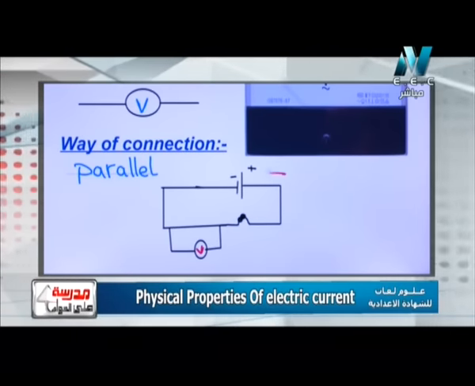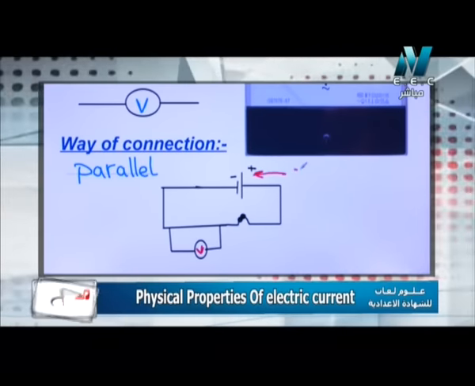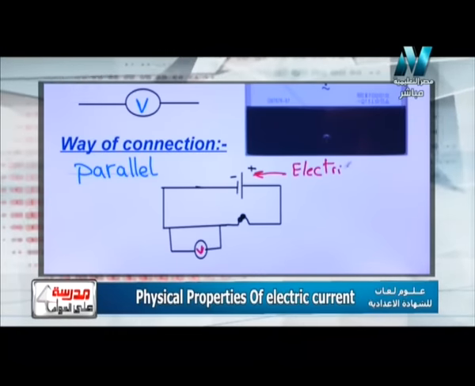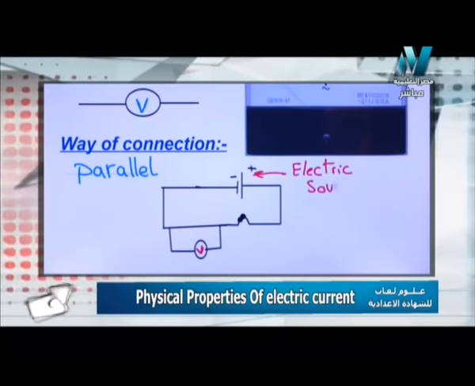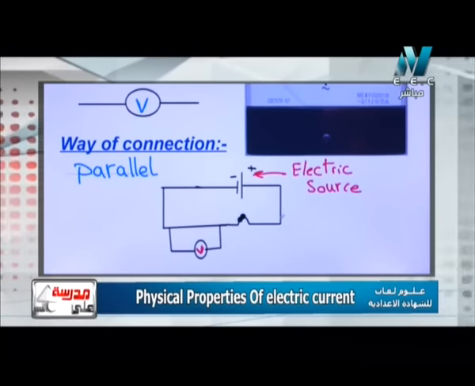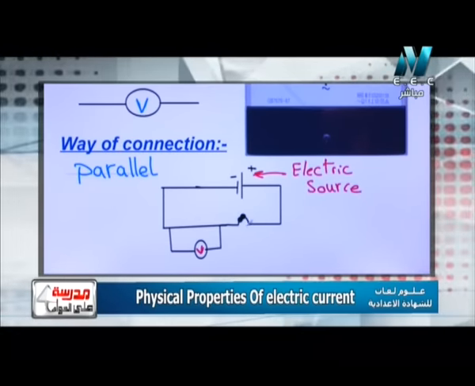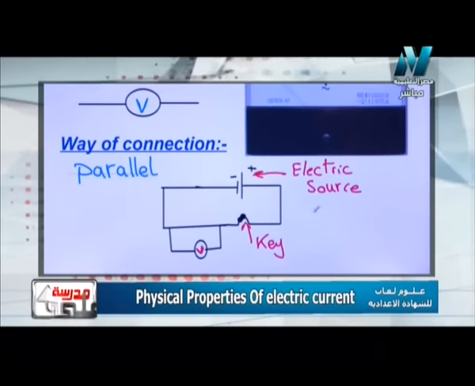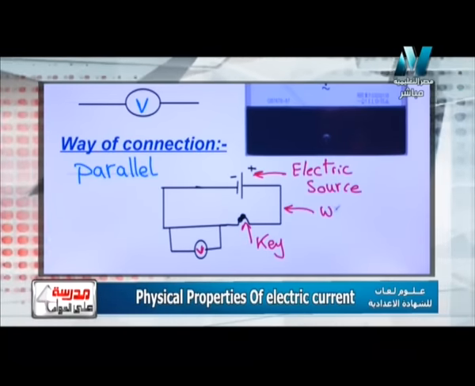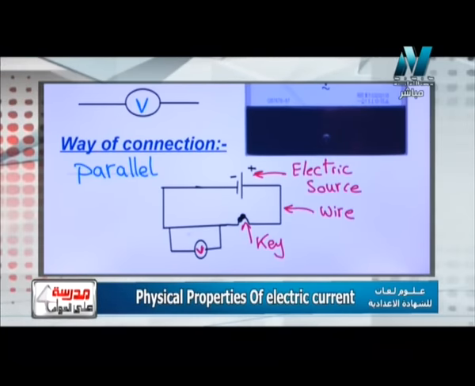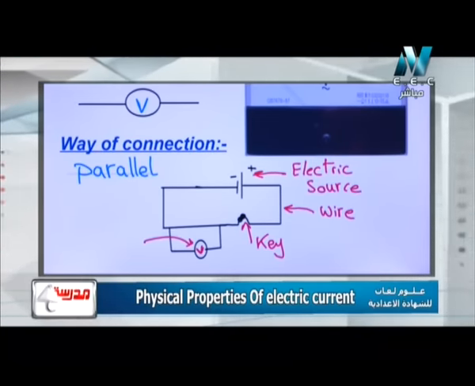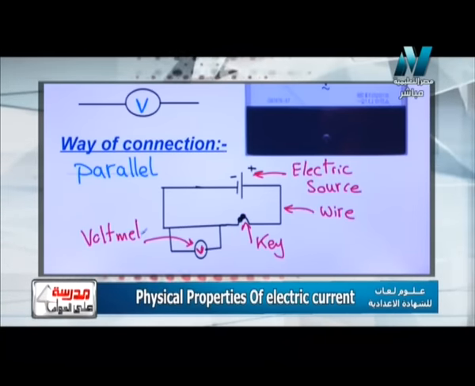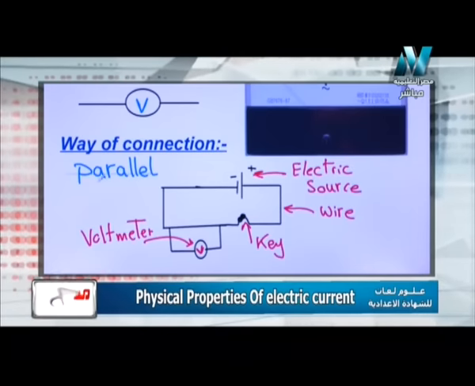We know the electric source, and we have a key, we have wire here, and here we have what? We have the voltmeter. And the way of connection of the voltmeter is what? It is parallel.